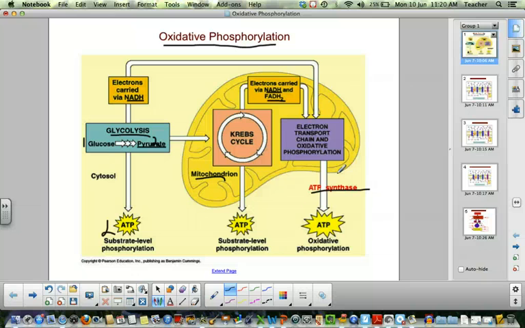Okay, now how does the mitochondria make these ATP? It uses a pretty cool system. It takes the potential energy stored in these high energy electrons of the NADHs and the FADH2s and uses that energy to do work. And the work that it does causes ATP synthase to generate ATP. Okay, so we're going to look at that process now.